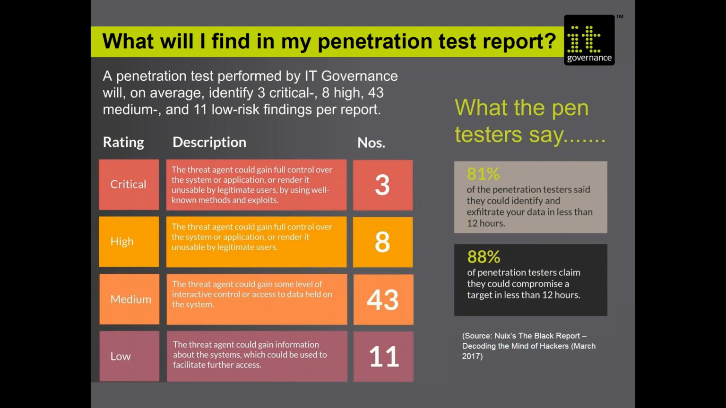And don't just take our word for it. According to Nuix's Black Report this year, in over 80% of cases, access was gained by testers in under 12 hours. So it just goes to emphasize the fact that there are a lot of easy targets within websites and within networks. And again, re-emphasizing, if you can make yourself a bit harder target than the guy next door, then you'd increase your chances of staying safe.